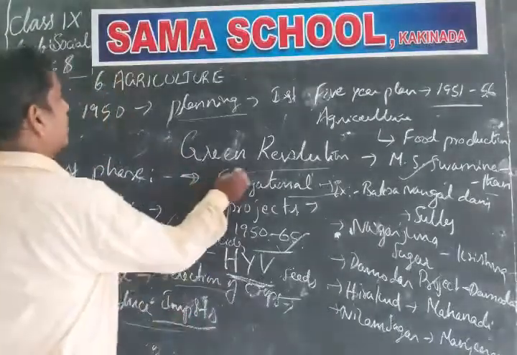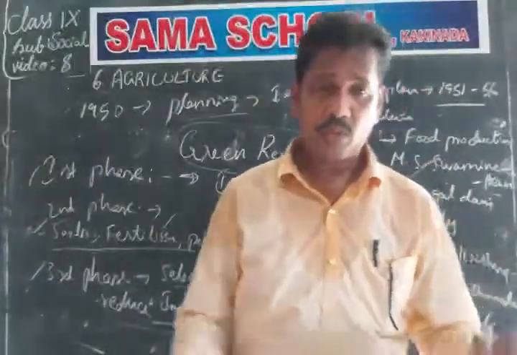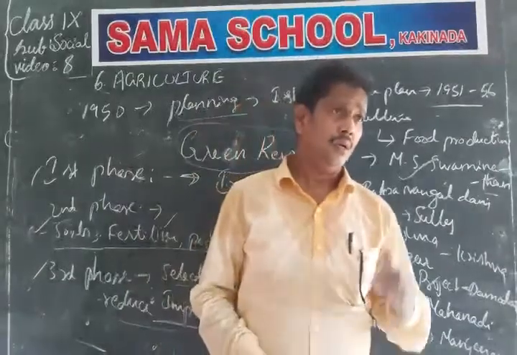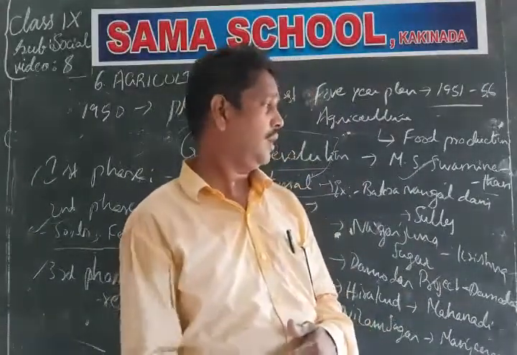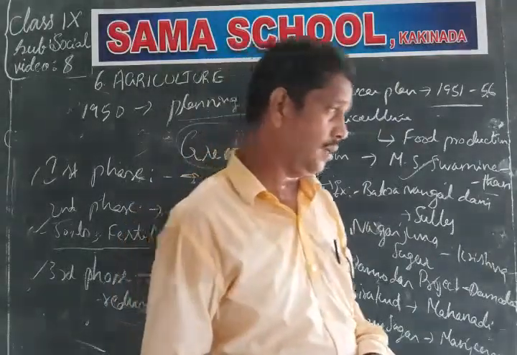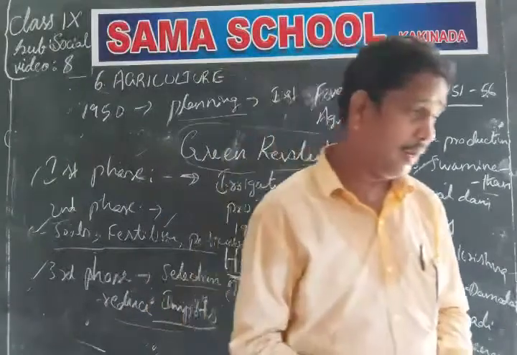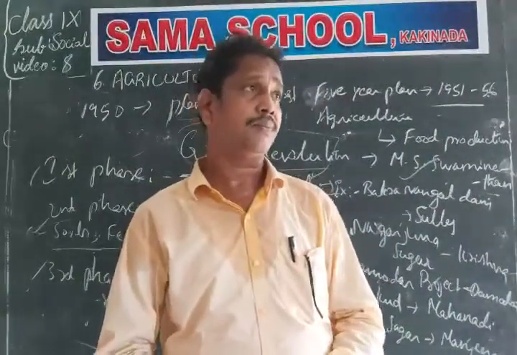So the good results improved the production. This is about the Green Revolution journey. So this is about agriculture in India. We should know the necessity of food production, and what type of crops we have to raise, and in what manner. These are most important. Okay, children.